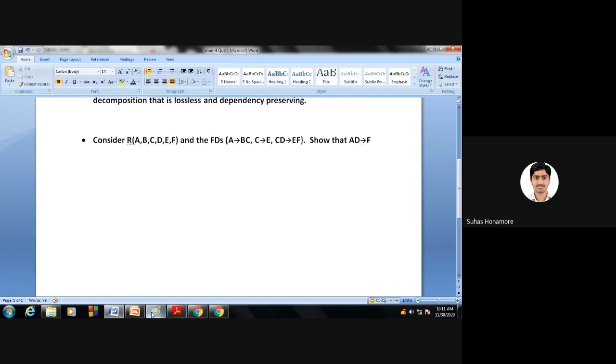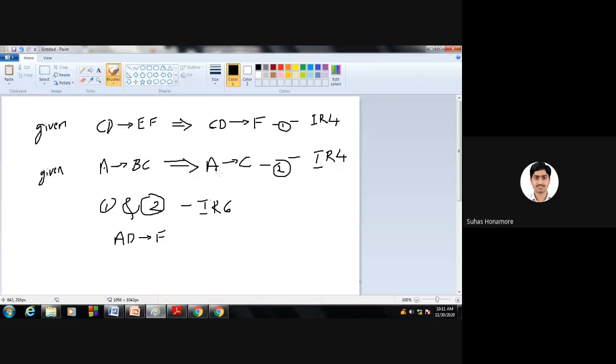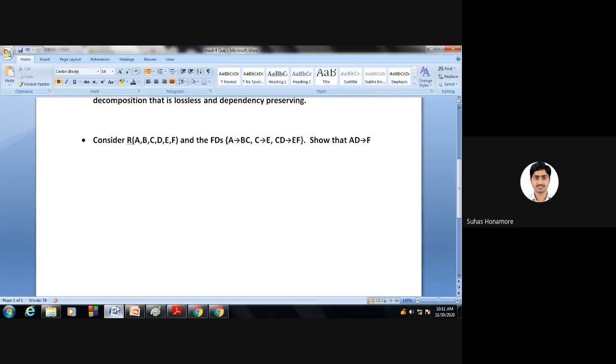While explaining, whatever things we get told here, you have to give just a one-line explanation: what IR4 is, and what IR6 is. This is the pseudo transitive rule, and this is how we are getting our result. So we derived whatever he asked: from the given FDs I have derived AD to F.